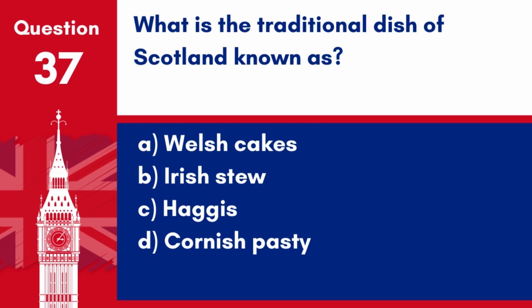Question 37. What is the traditional dish of Scotland known as? A. Welsh cakes. B. Irish stew. C. Haggis. D. Cornish pasty. Answer: C. Haggis. Haggis is a traditional Scottish dish, particularly associated with Burns Night celebrations.